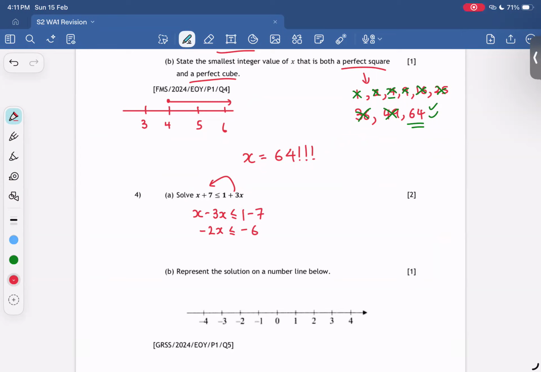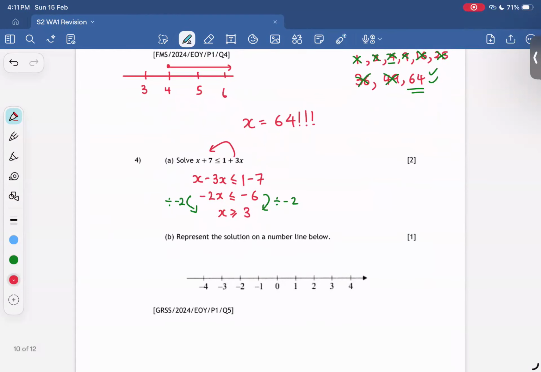What we can do next is divide both sides by -2. Since I divide by -2, we need to flip the sign as well, and our answer will be x more than or equals to 3. Now, how do I express my answer on a number line? We will find out where 3 is first. 3 is over here. And remember, when it's equal, I will need to shade my circle. Then we draw the line going more than or equals to 3 like that. That's all we need to do for question number 4.